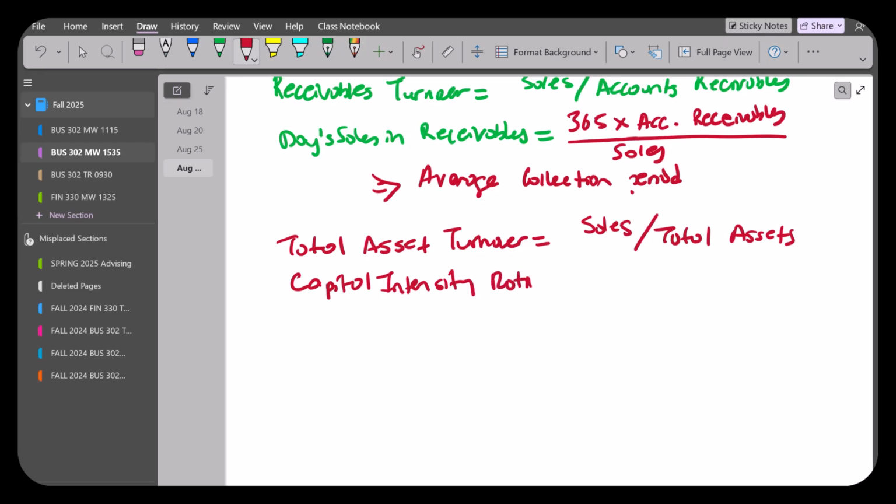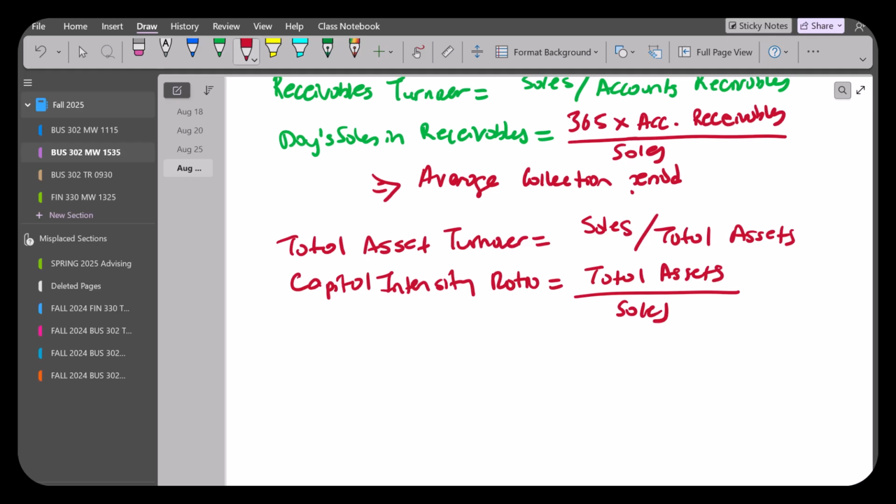It's total assets divided by sales. It's basically the reciprocal. Again, there is no independent information. The first one says per dollar of assets, how many dollars of sales I can generate. The second one says how many dollars of capital do I need to generate $1 of sales.